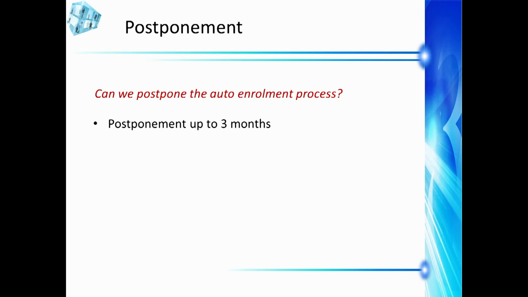If you postpone, then you need to issue a postponement notice to the workers to tell them you are postponing. And that postponement notice will have a deferral date, i.e. the date at which the postponement ends, and in which case the date at which you've got to take up your obligations to carry out the auto-enrolment process.